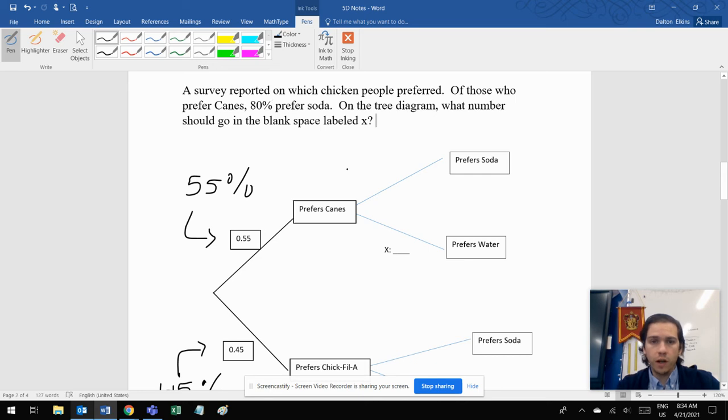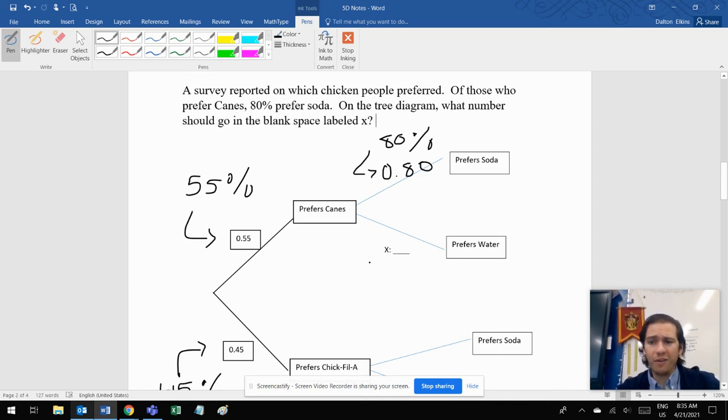80% prefer soda of the people who prefer Cane's. So if I go to prefer Cane's and then prefer soda, 80% of the people are here. But I want to look at it as a decimal because that's what we put on our trees, at least that's what already was put. So it's within reason that I should keep it in the decimal format, not the percentage format. So let's think, 80%, how would that look as a decimal? Well, the pattern here was you just take this 0 point and then don't write the percent. So here I am going to just write 0 point and then 80.